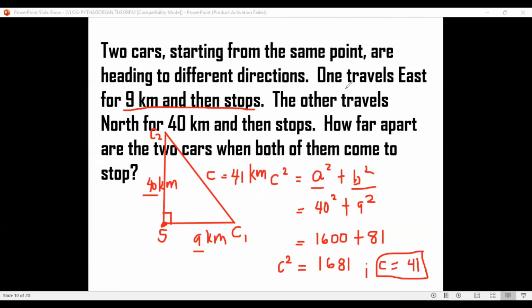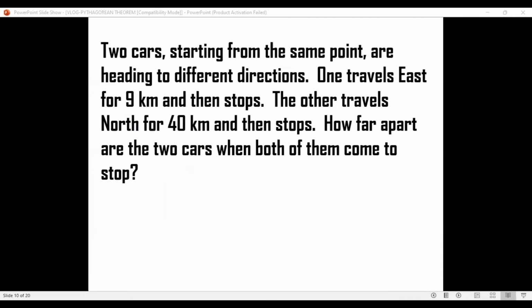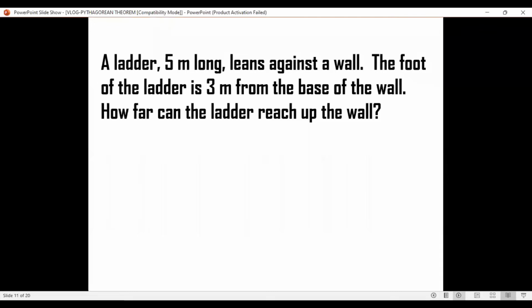Okay, let's have another problem involving your right triangles and with the use of the Pythagorean theorem. So a ladder 5 meters long leans against a wall. The foot of the ladder is 3 meters from the base of the wall. How far can the ladder reach up the wall?